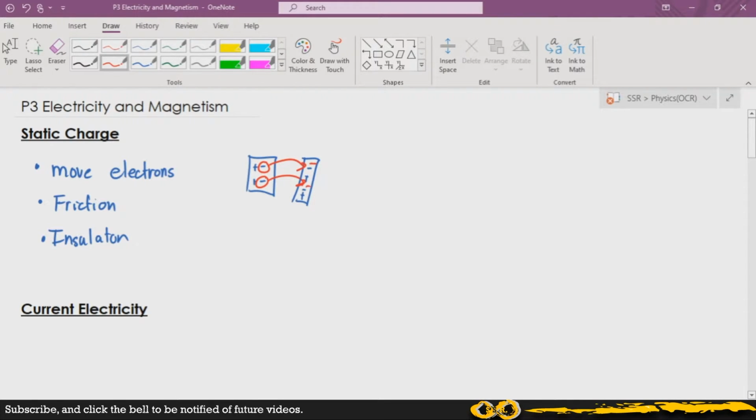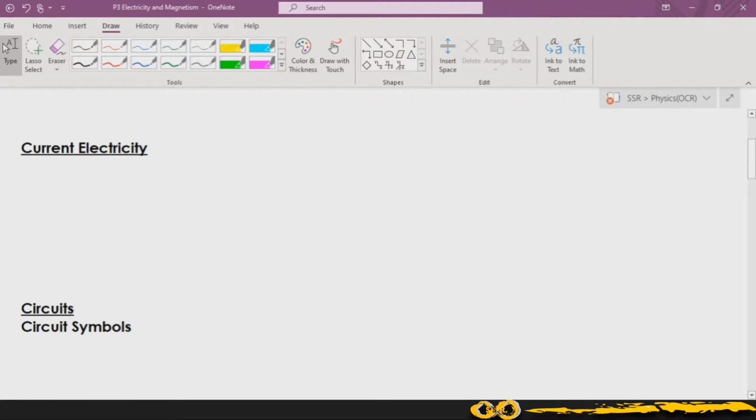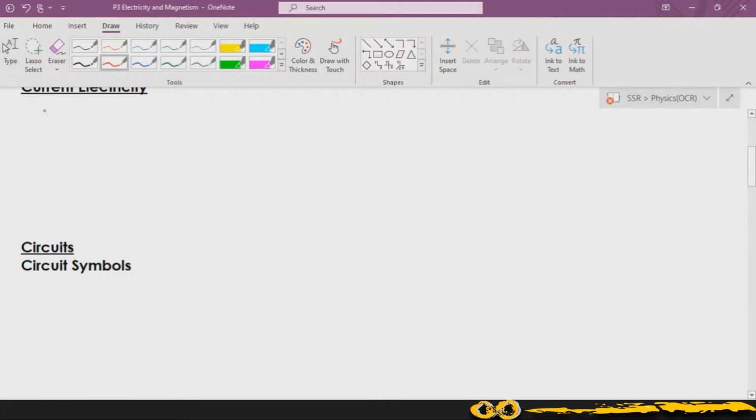The duster will then become lightly positive, the plastic rod will become lightly negative, and that opposite attraction allows the two things to be, for example, held together or to experience a force. This is the principle that's applied, for example, in an electrostatic duster. However, most of our electrical applications come under the concept of current electricity.